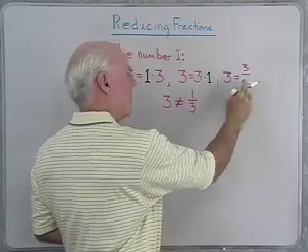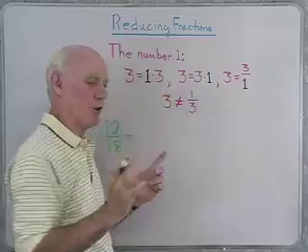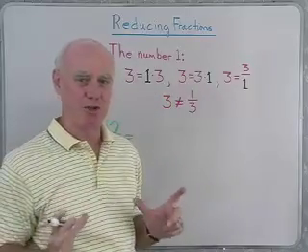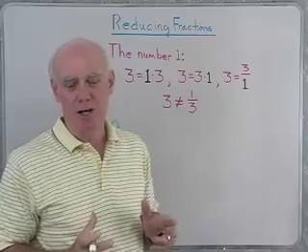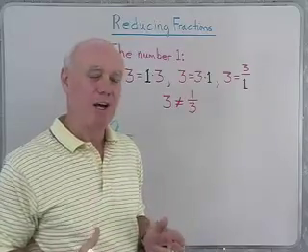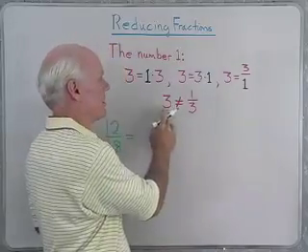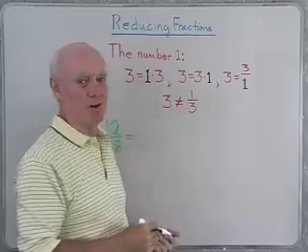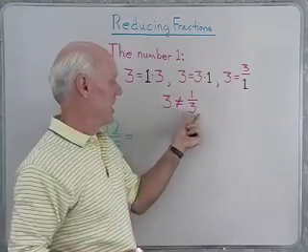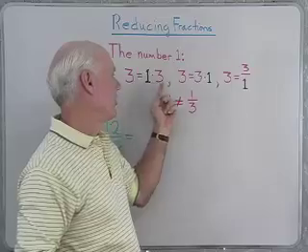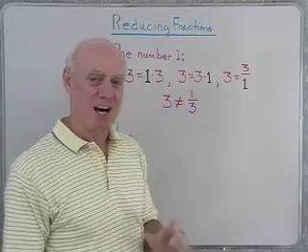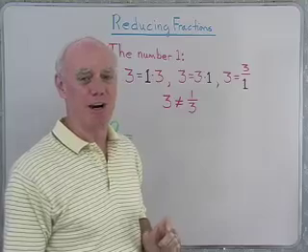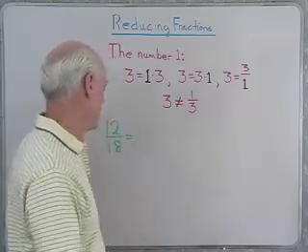I can divide by 1, I can multiply by 1. It will never change the value of my original number. So 3 can be written as 1 times 3, 3 times 1, 3 divided by 1. What you can't do is write 3 as 1 divided by 3. This and this are not the same number. So if you want to multiply by 1 or divide by 1, you can do that anytime you want. Let's see how that looks when we reduce fractions to lowest terms.